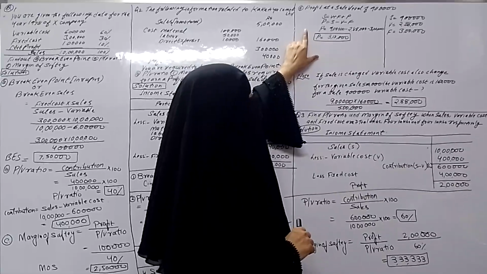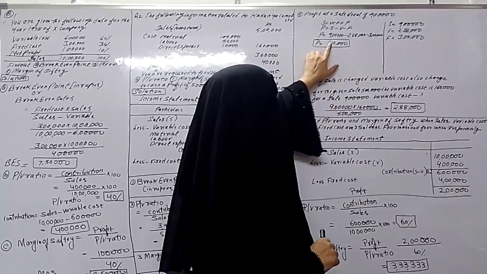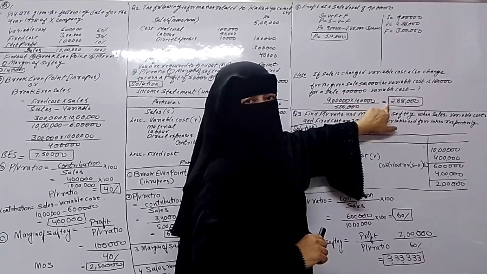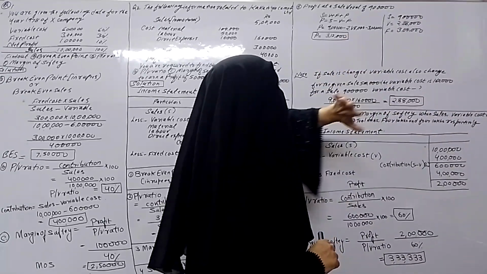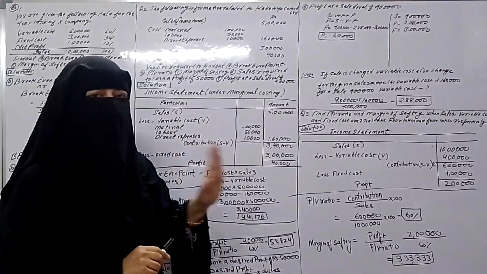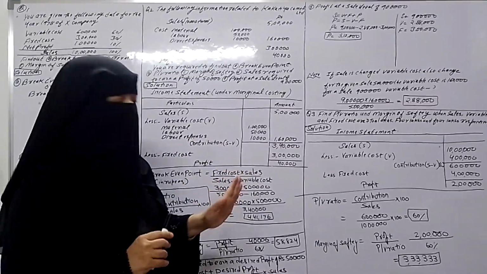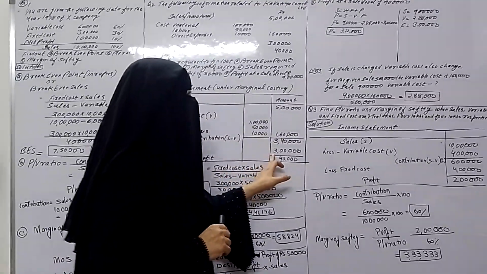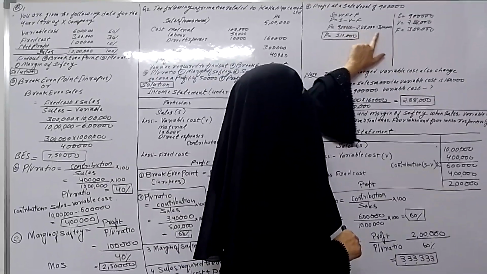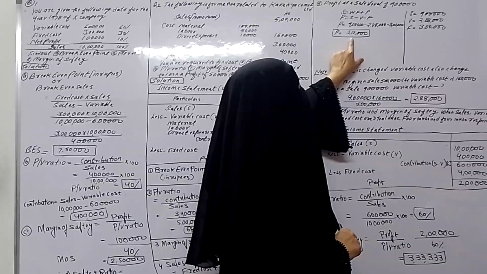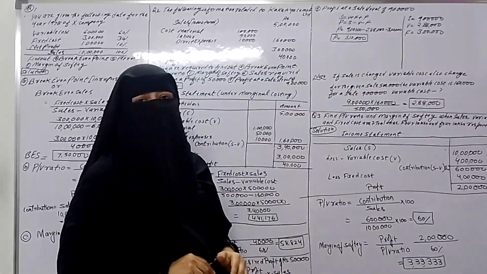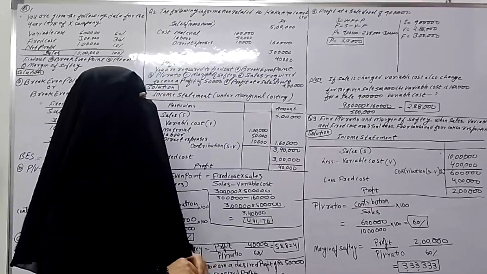Now we can substitute in the equation. Sales is 9 lakh, variable cost we just found is 2,88,000, and fixed cost is the same fixed cost given in the question, because fixed cost will not change if there is a change in the sales. So fixed cost is 3 lakh. So 9 lakh minus 2,88,000 minus 3 lakh, we get the profit of 3,12,000. This is our profit for a sale level of 9 lakh.